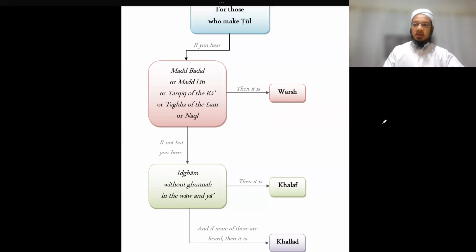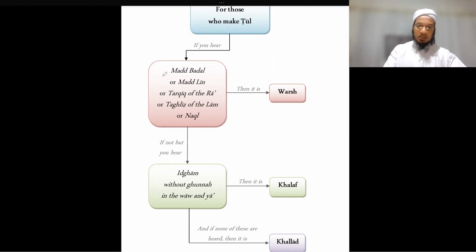Lastly, for those that apply qasr in the Madud, in the Muttasil and the Munfasil, that will narrow it down to Warsh or Hamza. I can identify them very easily. You can either look for Mad Badal or Madd Leen, or Tarqiq of the Ra, or Taghlil of the Lam, or Naql. Any of these 5 applications are identified as being Warsh. Out of all the riwayat other than Hafs, Warsh is the easiest one to identify due to the abundance of applications that are unique to the riwayah of Warsh.